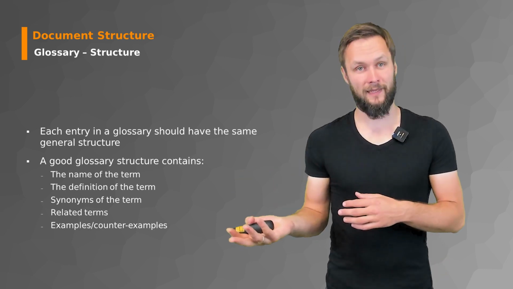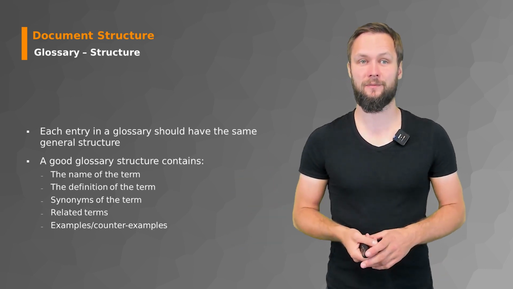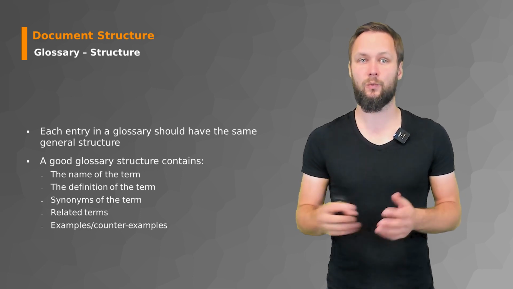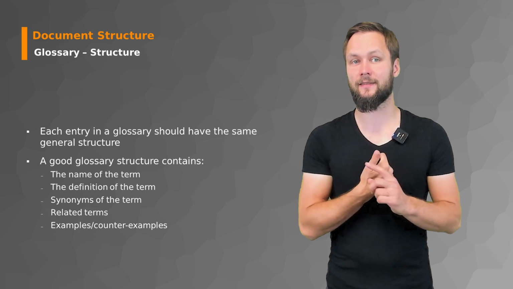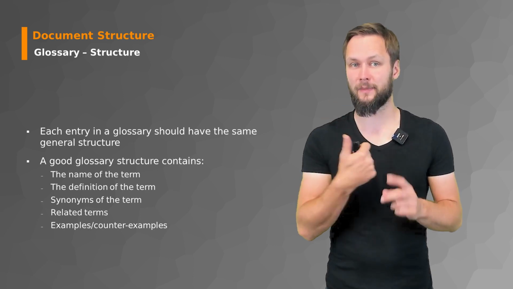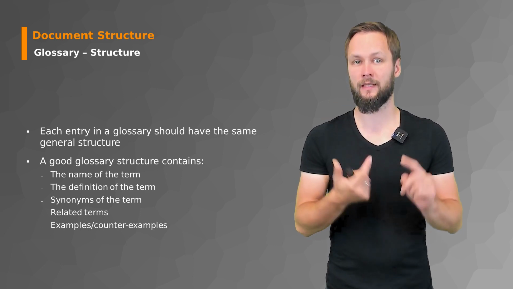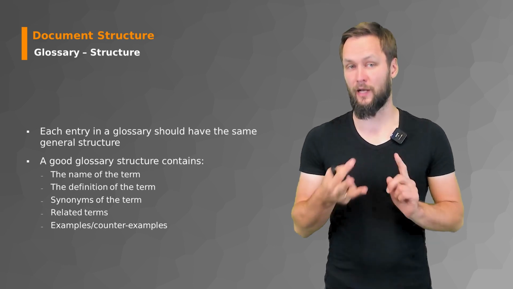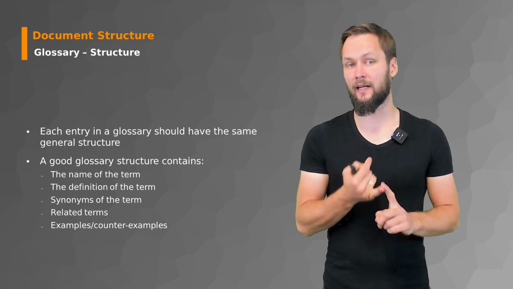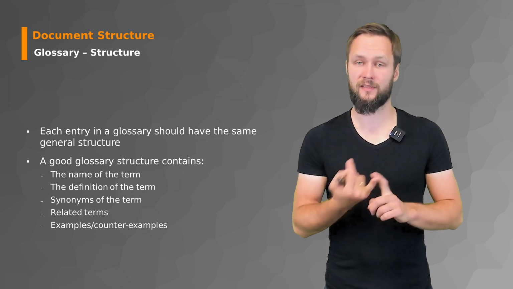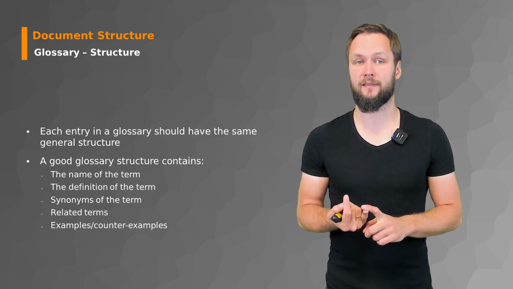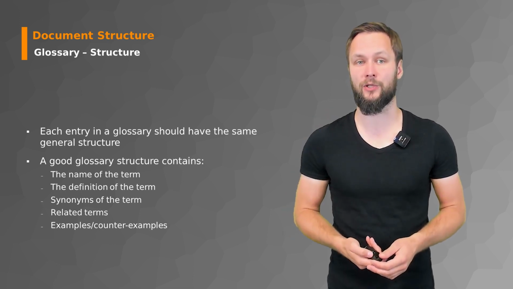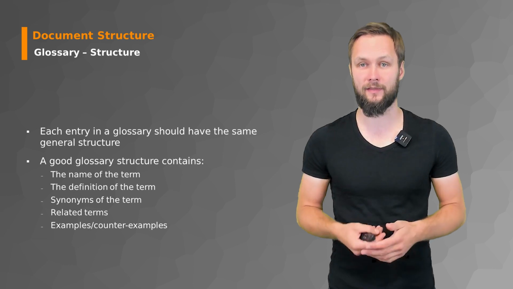That already leads us to the glossary structure. Each entry in a glossary should have the same general structure. A good glossary structure contains at least, and this is not a complete list, the name of the term and the definition of the term. Are there any synonyms? Are there related terms? And are there good examples, or sometimes counter-examples that also make sense? That's a lot for just a term, but it helps to unify the used language and get everyone a shared understanding.